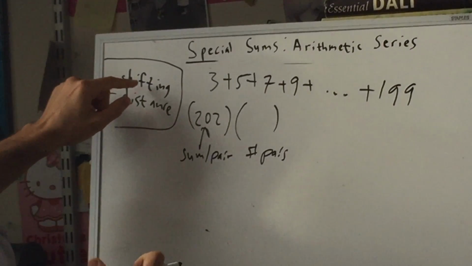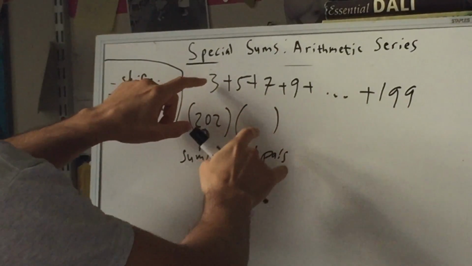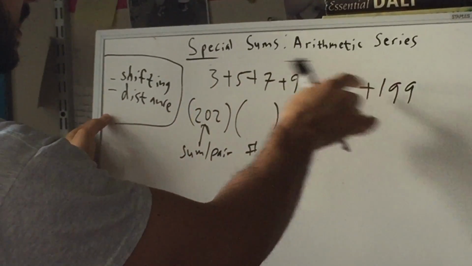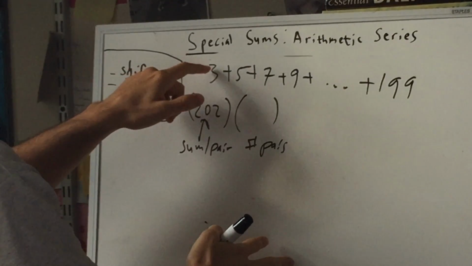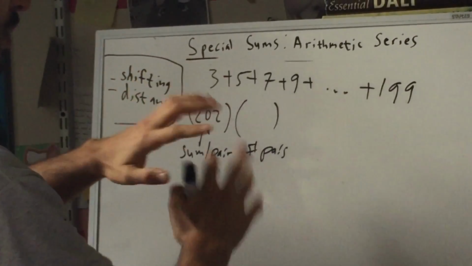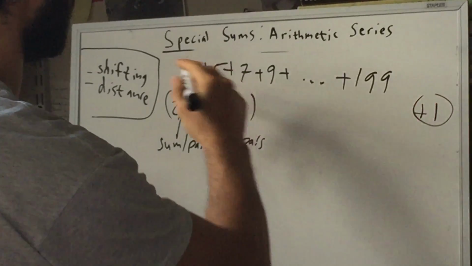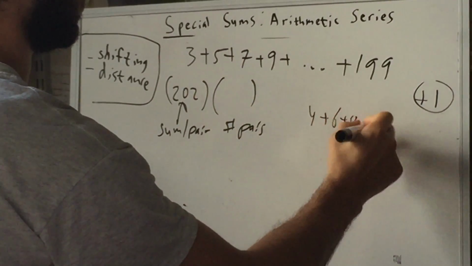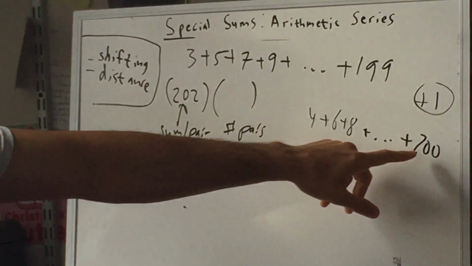So for the shifting method, we're going to say, what would make this problem easier? Let's shift all of these to a multiple of 2, since they're moving by 2s. So in this case, we can move this forwards or backwards, either to 2 or to 4, it doesn't matter. So let's say we move everything up by 1. So the 3 is going to become a 4, that's going to become a 6, 8, all the way up to 200. So now what's the advantage of this?